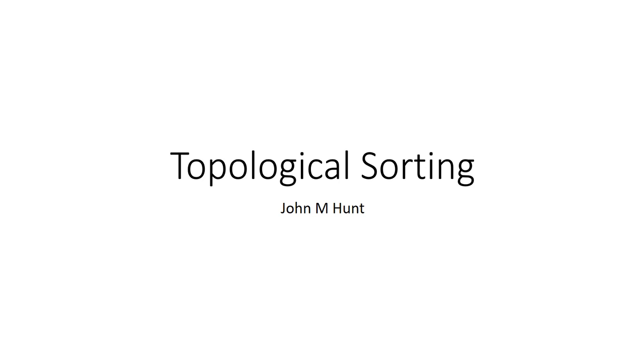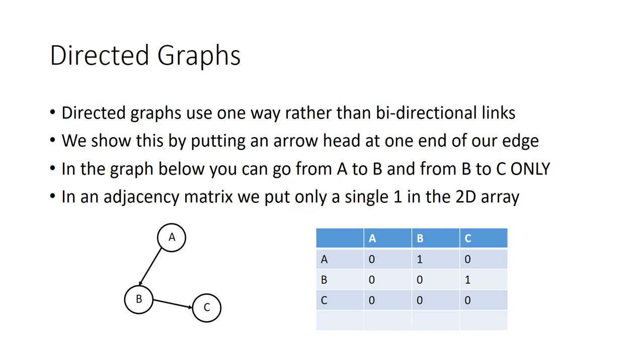So for this video, we'll discuss topological sorting. Topological sorting is based on directed graphs. So far, we've talked about bidirectional graphs, where if you can get from one point to another, you can go back. So if you can go from A to B, you can go back. For topological sorting, we use directed graphs, and they use one-way rather than bidirectional links.